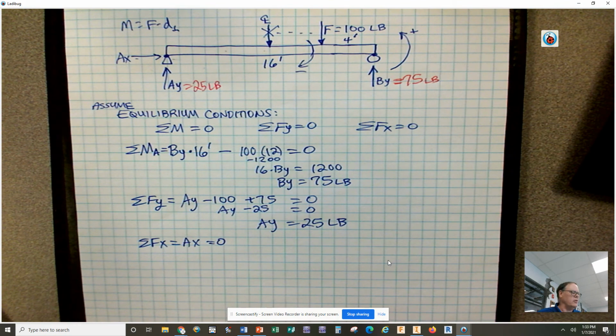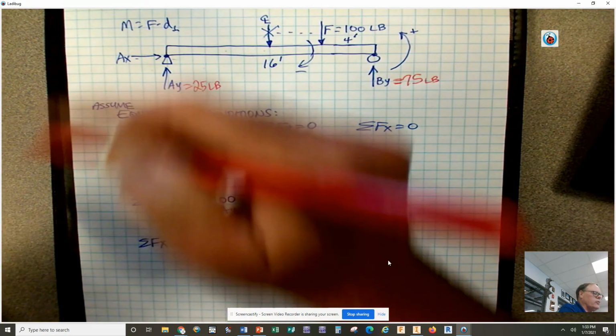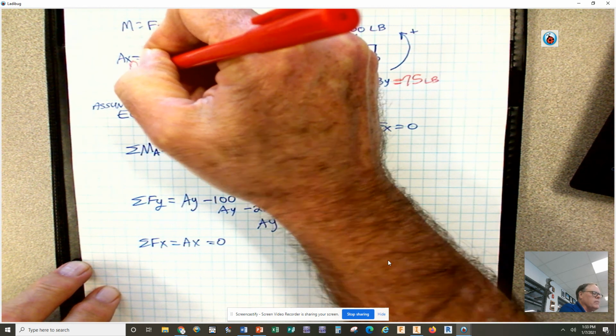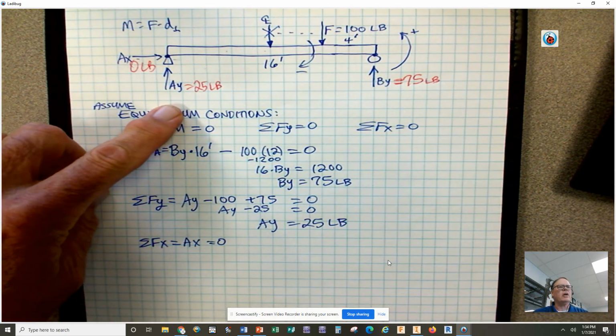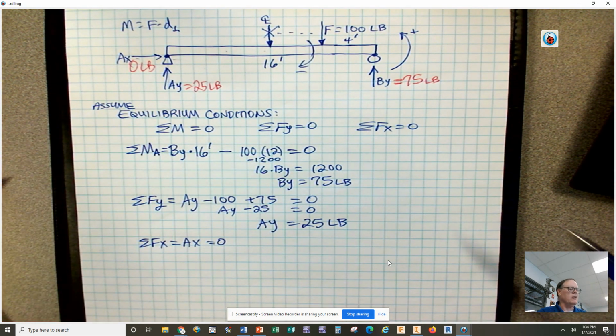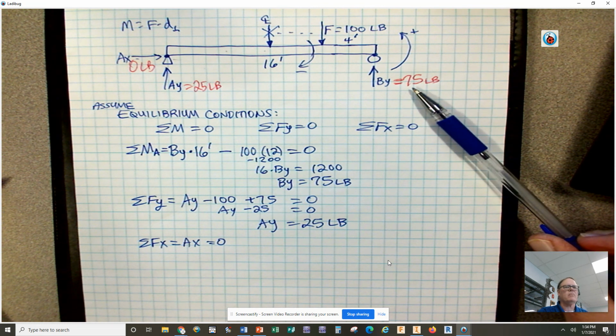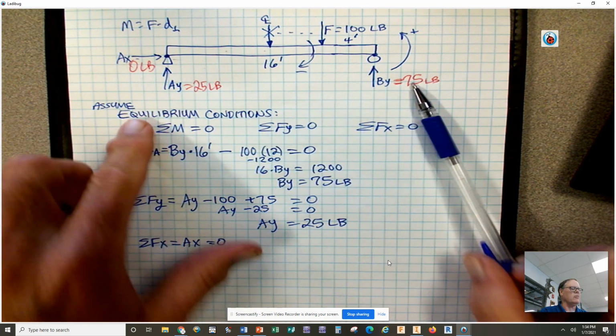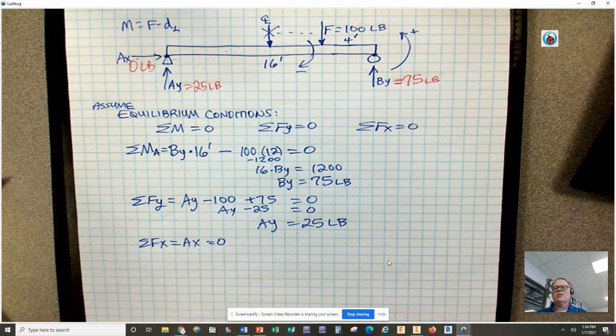So in this condition here, the way this beam is loaded, AX has no load, and AY reacts with 25 pounds, BY reacts with 75 pounds, and when you add these two together, 75 and 25, you get an upward normal force equal to the downward weight of the load, and that is basically the solution of an equilibrium problem.